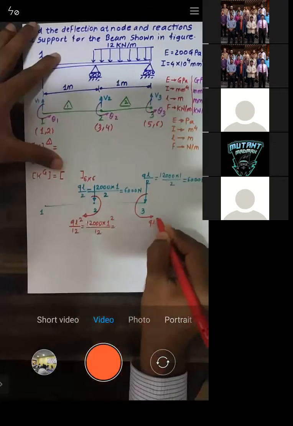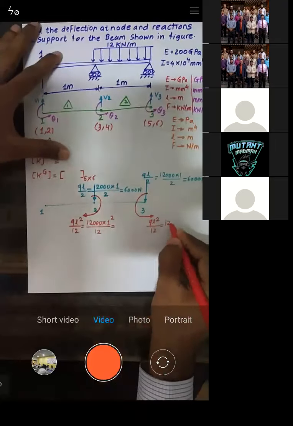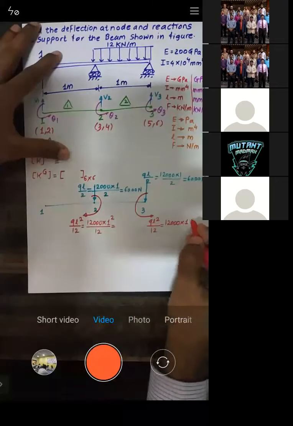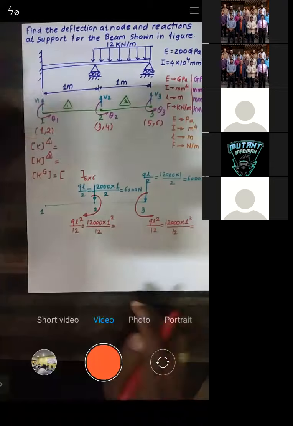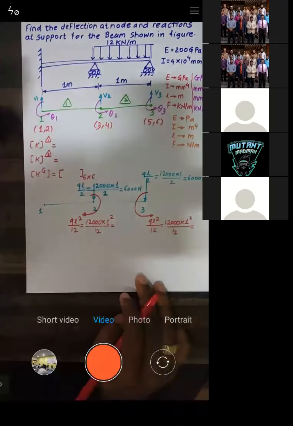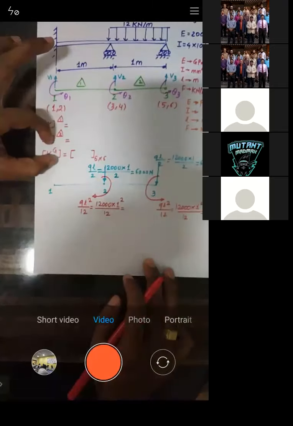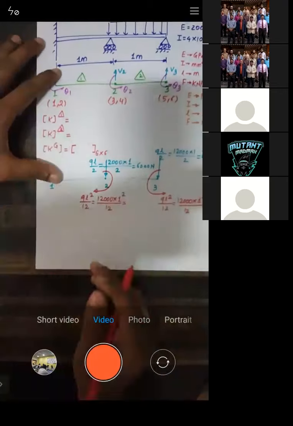Similarly, here QL square by 12. Q is 12,000, length is 1, square divided by 12. So again we will have some value here. Let that value be calculated. Now we have the global stiffness matrix. So what do we need to do now?